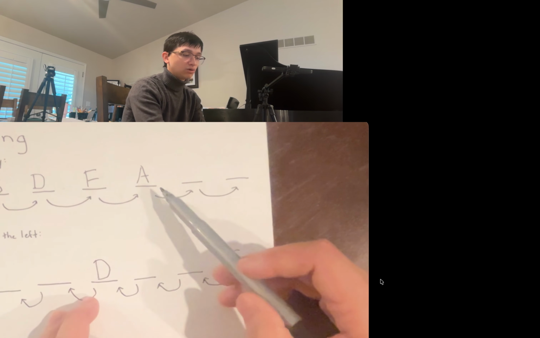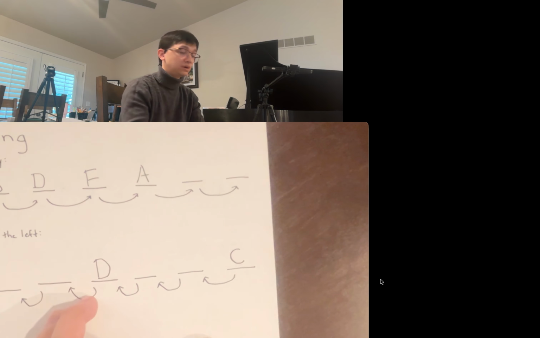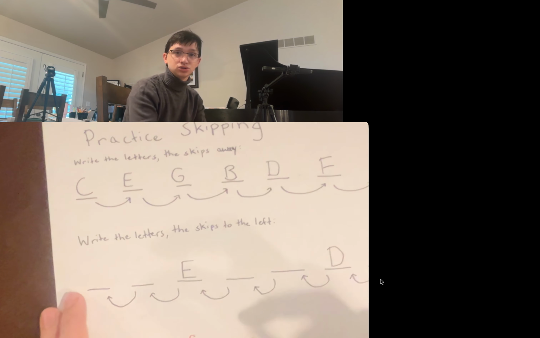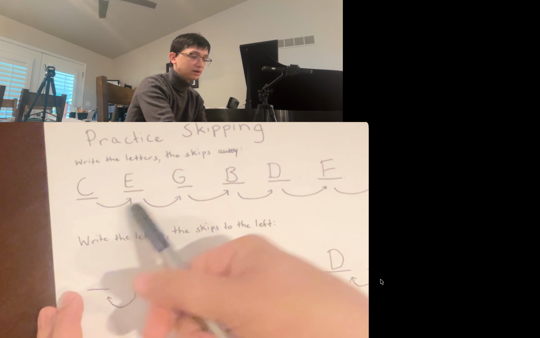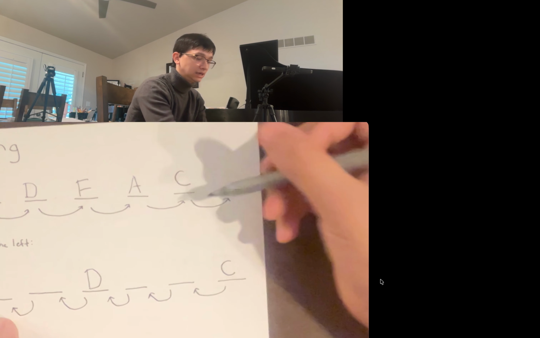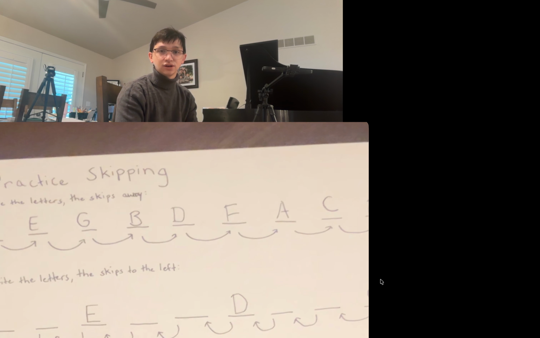So A, then when we're skipping, a step up would be B, and a skip up would be C. At that point, we have returned back to that C, and so the skips repeat themselves. So now we would end up going to E. But that's the skips if we were going up.